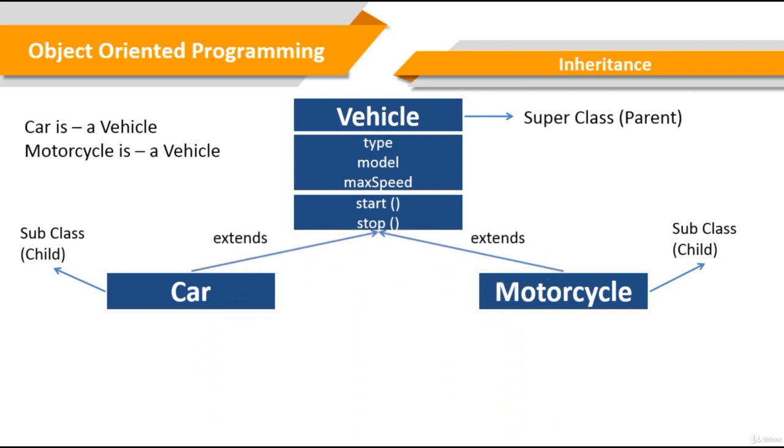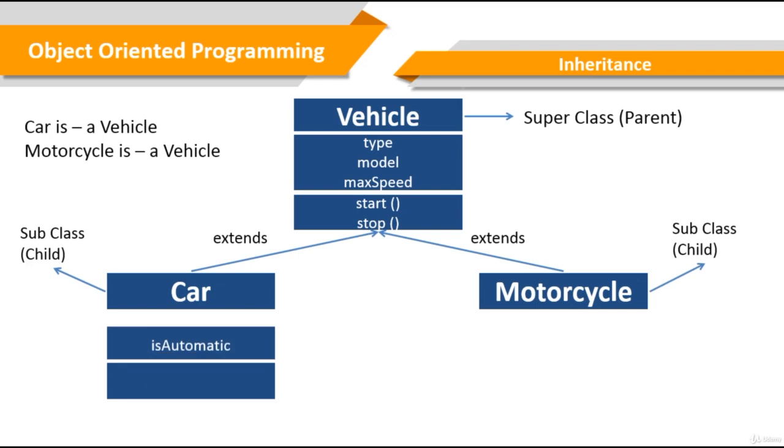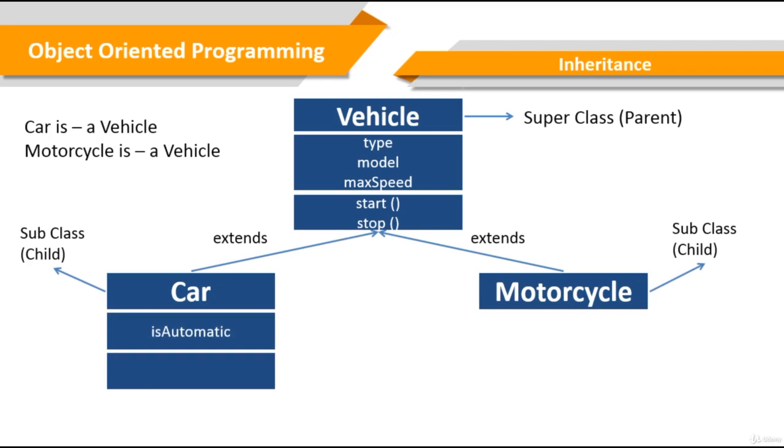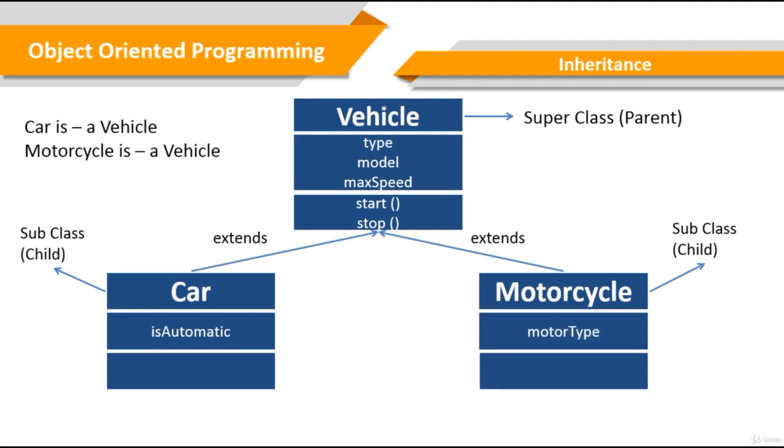So we can use the extends keyword in the subclass to inherit the features of the superclass. So the Car and Motorcycle classes inherit variables and methods from the Vehicle class. And there's no need to declare these variables or methods again for the Car and Motorcycle classes. The Car class has its own variable that's named isAutomatic. And the Motorcycle class has its own variable that is named motorType.